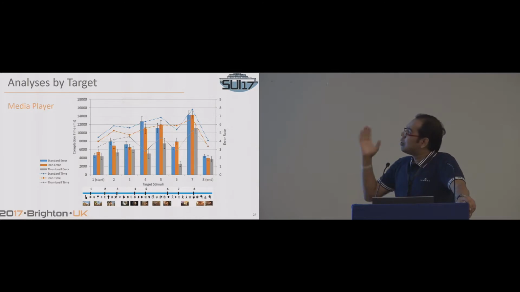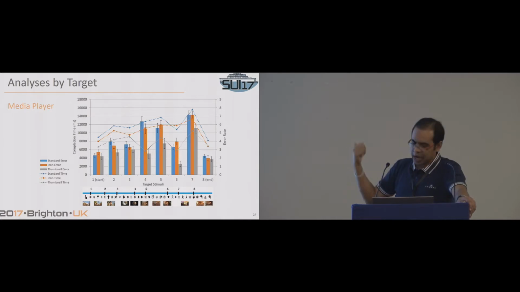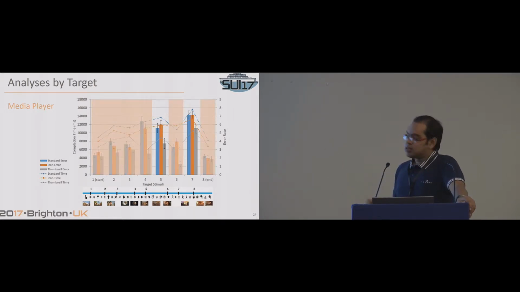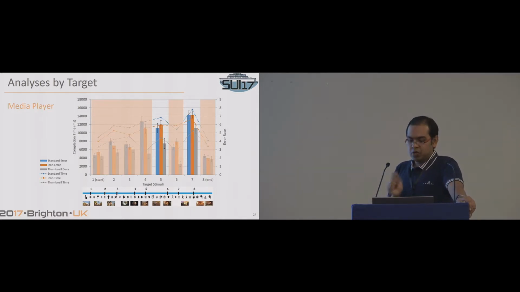First, I'm going to talk about the media players. For completion time, here we are showing errors and completion time at the same time; consider the dotted line first. Those are the times. So we found a significant difference among the 3 conditions and target locations. And overall, thumbnail performed better. However, in the case of target 5 and target 7, which you can see in the middle, the thumbnail condition was significantly better than the other 2 conditions.